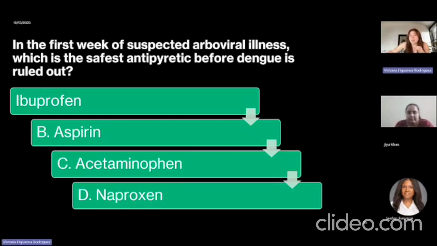In the first week of suspected arboviral illness, like chikungunya, which is a safe antipyretic before dengue is ruled out, or any disease that can be affected by aspirin, we know it's going to be acetaminophen. And we are going to try to avoid aspirin as much as possible. If we need to use naproxen, NSAIDs, or aspirin, it is 1 or 2 weeks after the person starts having the symptoms, and it's to manage that joint pain, arthritis pain. Okay. And let's go to the next one.